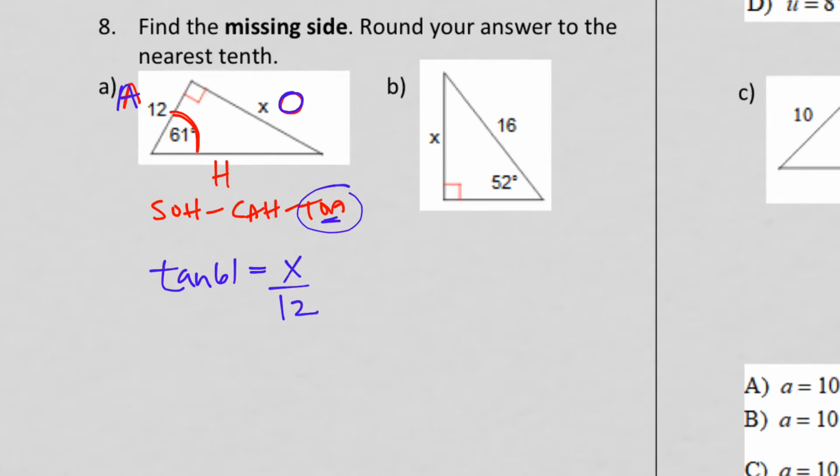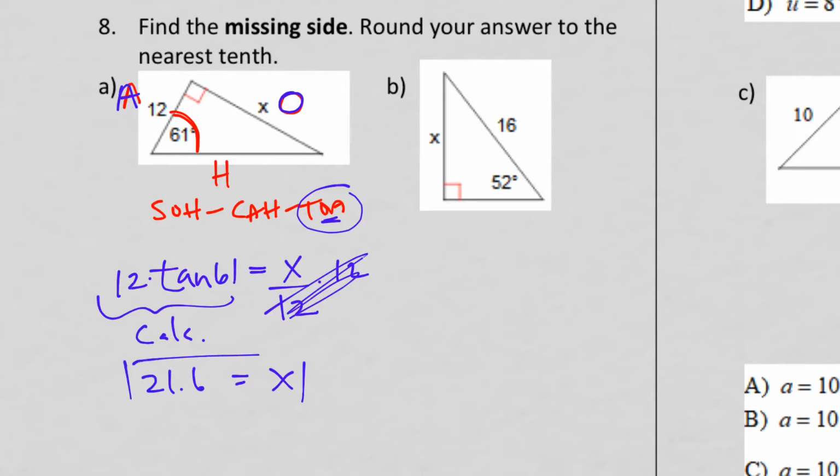So tangent of 61 degrees is opposite over adjacent. And here I can solve this equation by multiplying by 12 to both sides. From here, this is the job of the calculator. Just type that in, and X equals approximately 21.6 units. And to the nearest tenth, it's 21.6.